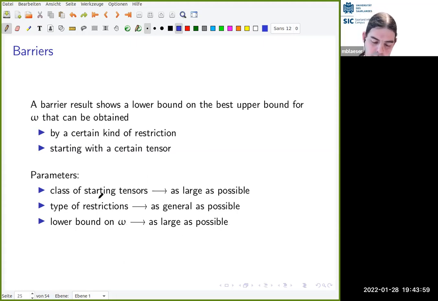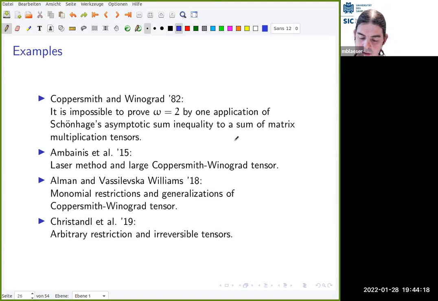If you allow for more tensors, you should expect that the lower bound on omega that you will get is smaller, or at least it cannot be larger. And therefore, when you optimize one of these 3 parameters, it will typically worsen the other 2. And such barrier results have already been known in the 80s.